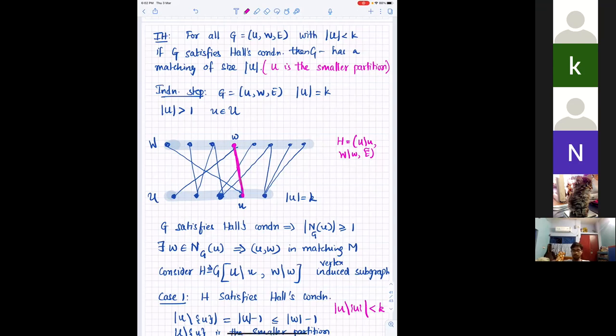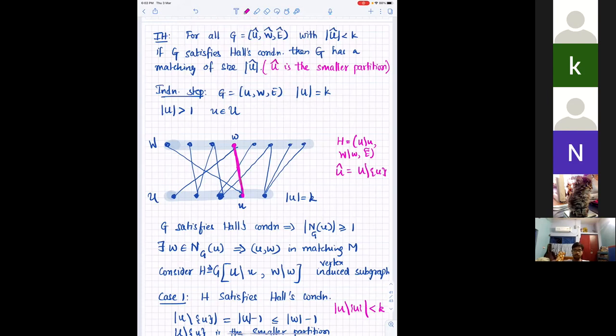Maybe I will write it this way. I think the confusion is here. For any graph G with this set, with U tilde, if G satisfies Hall's condition, there is a matching. That is the set that you are interested in. The inductive hypothesis and the induction are different. So now your U tilde is U minus u. Or maybe I did not understand the question. We can go over this again. What was the question now?